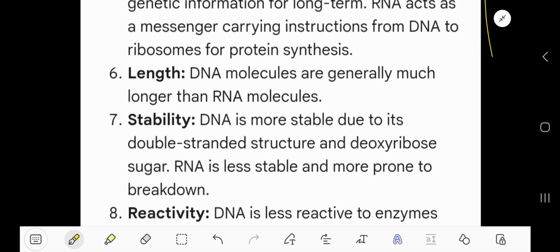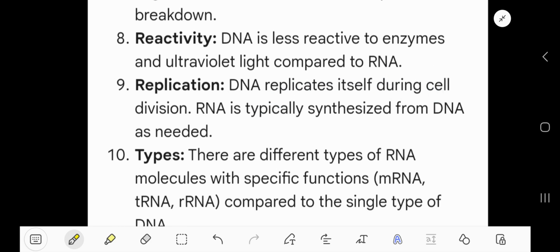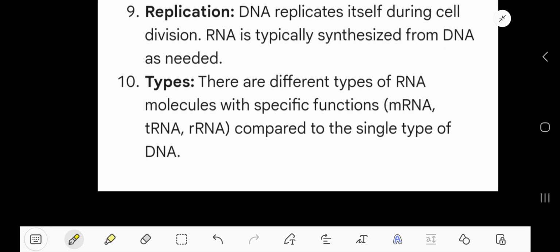Length. DNA molecules are generally much longer than RNA molecules. Stability. DNA is more stable due to its double stranded structure and deoxyribose sugar. RNA is less stable and more prone to breakdown. Reactivity. DNA is less reactive to enzymes and ultraviolet light compared to RNA. Replication. DNA replicates itself during cell division. RNA is typically synthesized from DNA as needed. Types. There are different types of RNA molecules with specific functions compared to a single type of DNA.